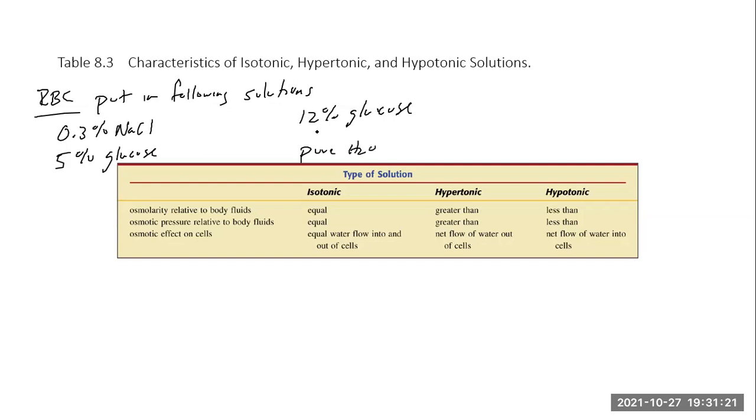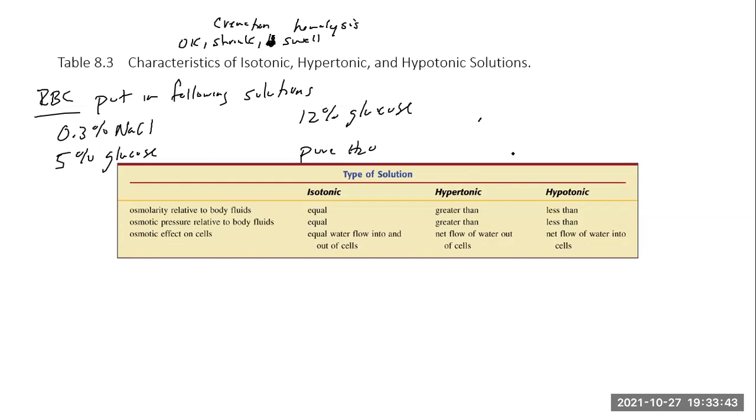So take a second and decide in each of these cases, will the cell be okay? Will it shrink? Will it burst or swell? We'll go through crenation, which means shrinking. Or will it swell and burst, which means hemolysis. So take a couple of minutes here and decide what's going to happen to our red blood cell if we put it in these solutions. Let's take a look here.